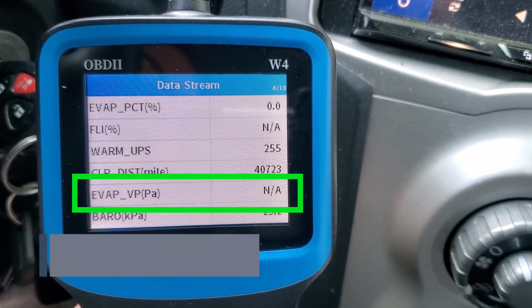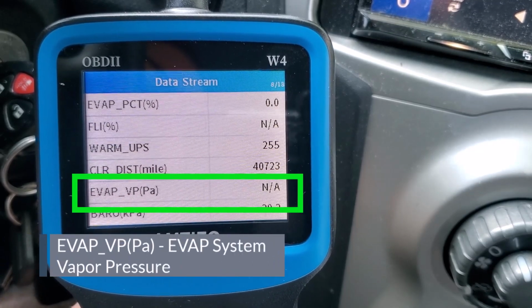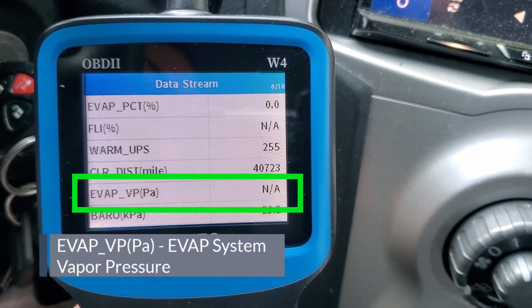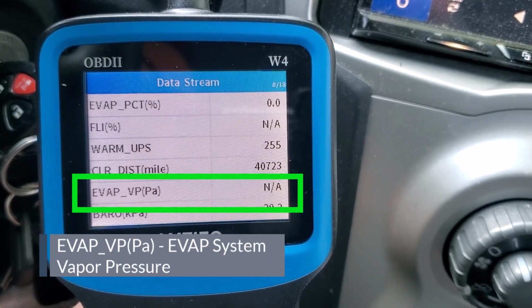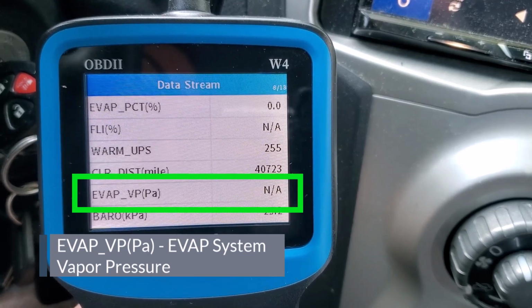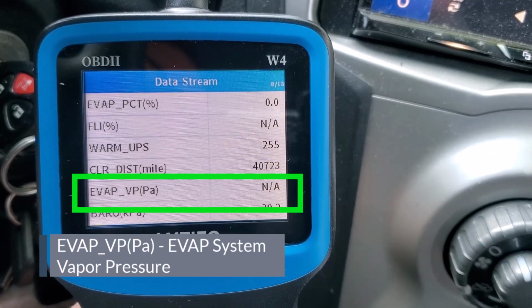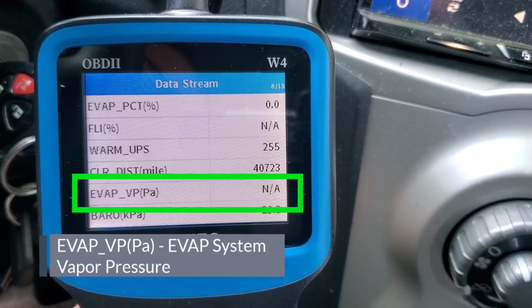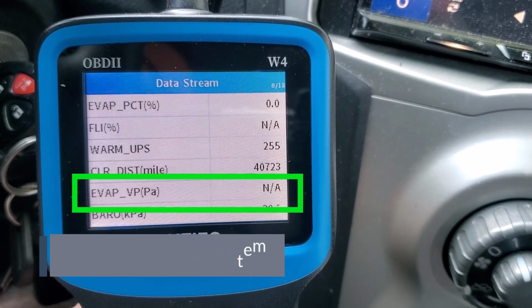Okay, this is the Evap VP, and basically this is your evap system vapor pressure. I plan to go over the evap system more in a future video, but basically if this one's being used, this is probably a pressure sensor located someplace on your system, like maybe your tank or evap system somewhere inline.